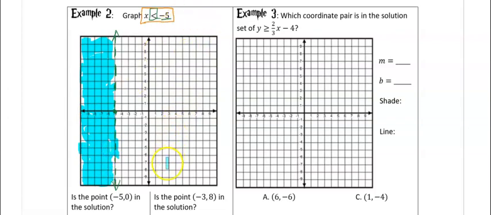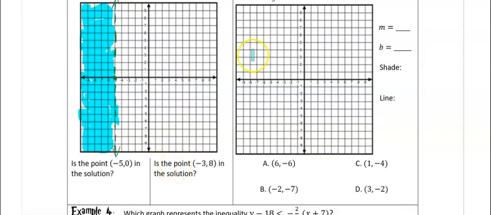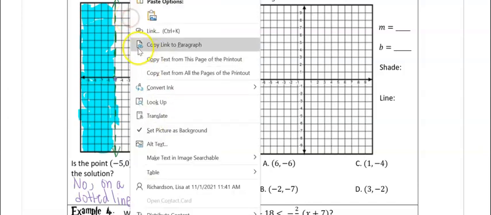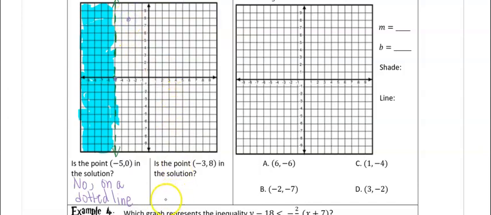So then they ask, is the point -5, 0 in the solution? -5, 0 is just that point right there. Notice it's on a dotted line, right, guys? So if it's on a dotted line, it's not a solution. Okay. Then they ask, is -3, 8 in the solution? So -3 up 8. It's not in the shaded area, right? So no, it's not a solution.